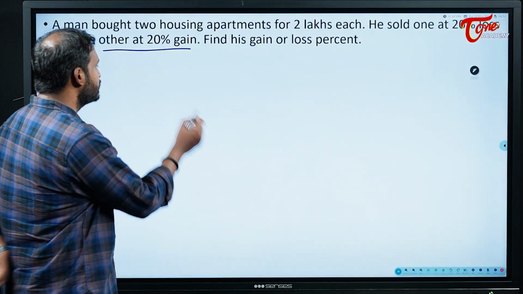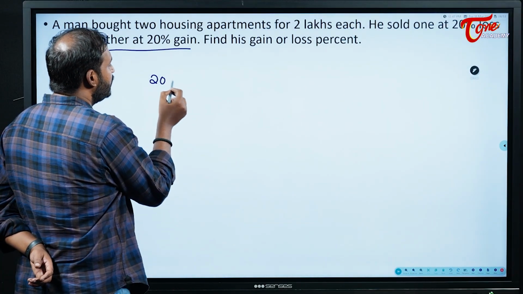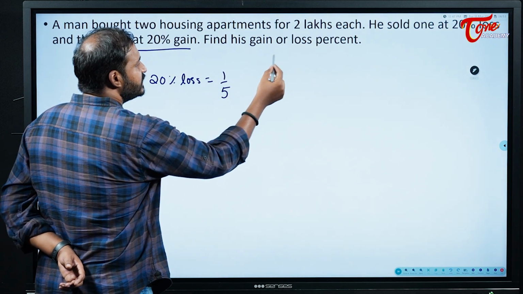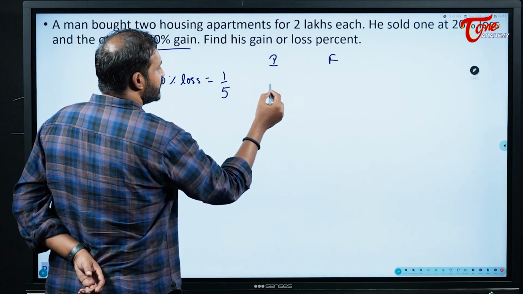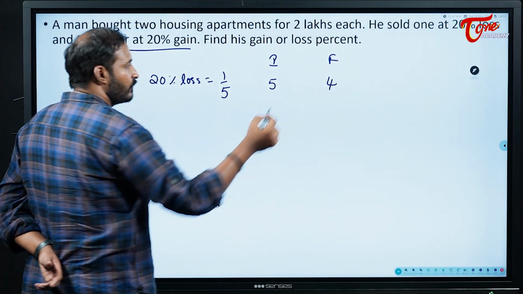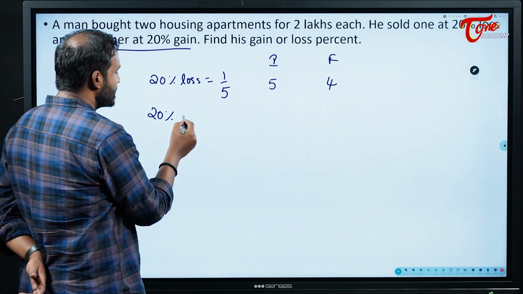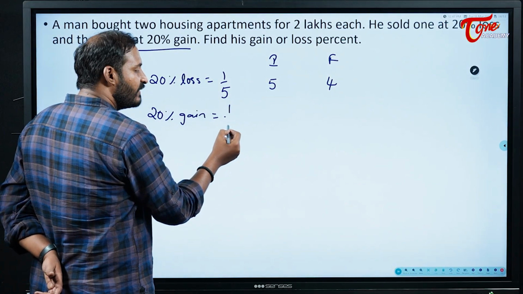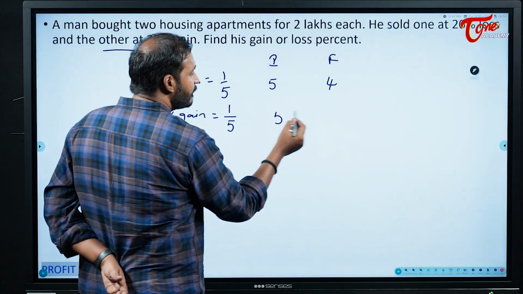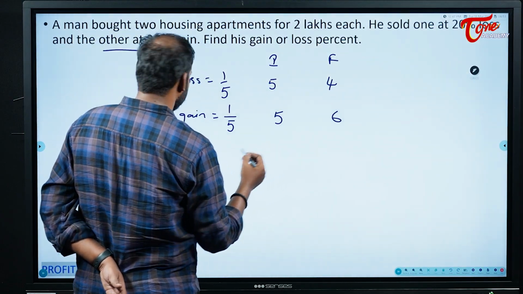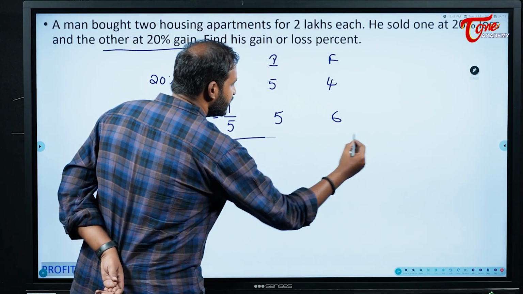Now see here, students. 20% loss. 20% means what? 1 by 5. So initial and final: initial will become 5 and final will become 4. Why? Because of loss. Next, the other 20% gain. It is the same 1 by 5, so 5, and here you will get 6. Why? Because on the other he is getting gain.